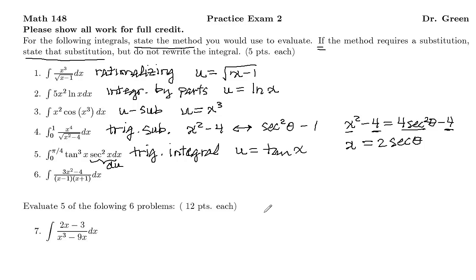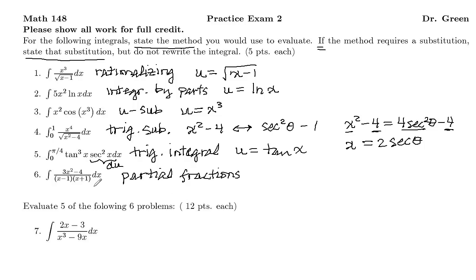And that one's done. And then number 6 here, we see a polynomial on the top, a polynomial on the bottom. That is going to be partial fractions. And that does not involve a substitution, so we just state that it's partial fractions and we're done.